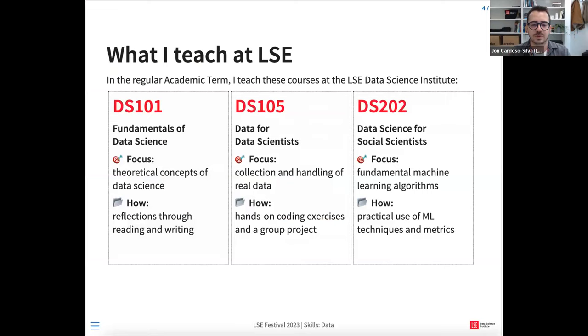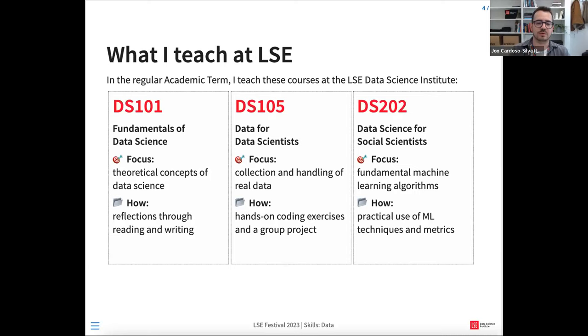So we have these three courses. They are all undergraduate courses. Some of you might be a former student of mine. DS101 is focused on understanding the fundamentals of data science. So we teach students about the foundations, theoretical concepts. We don't go too crazy on code there. We introduce some code, but not so much. But on the other two courses, we are heavier on code.